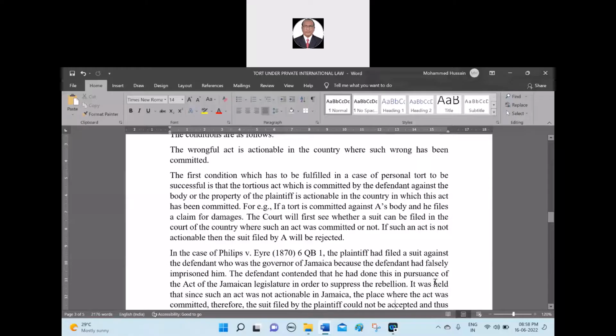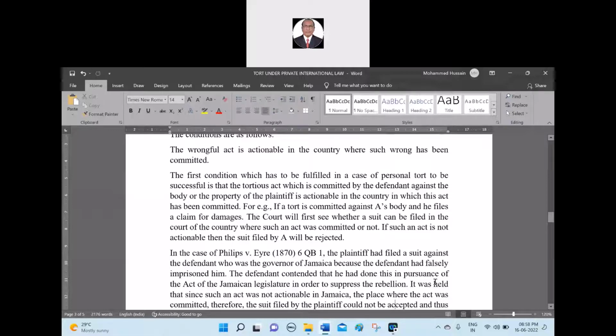Who is this man Phillips? In pursuance of the act of the Jamaican legislature, in order to suppress the rebellion, yes, the Jamaican governor may imprison a person. The governor can imprison a person because their law allows him to imprison a person who is motivating or causing a rebellion, doing acts against the state. Yes, by the legislation, as per the Jamaican rules, a governor can imprison a person.